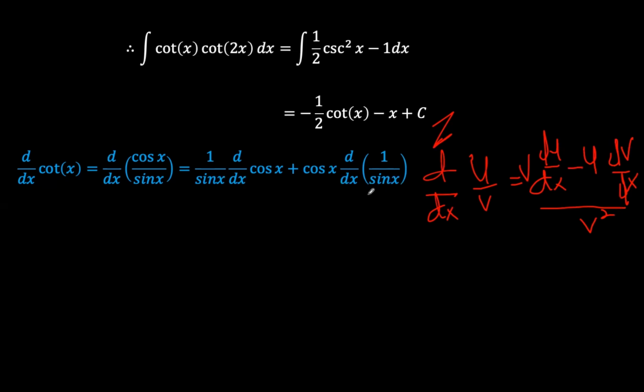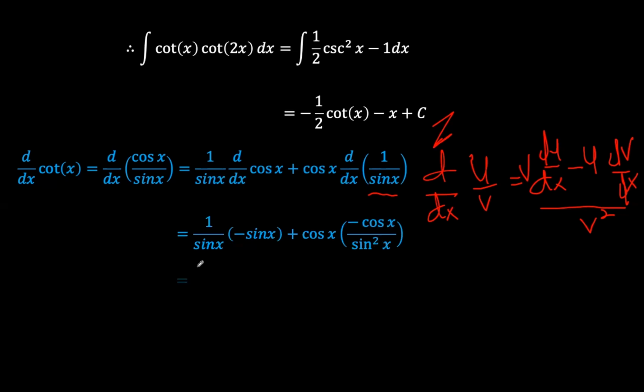That means that when we focus on the derivative of 1 over sine x, V is sine x and U is 1. So for the first part, it is 1 over sine x times the derivative of cosine x, which is negative sine x, times cosine x. Now the derivative of 1 over sine x: the denominator V squared is sine squared x, V being sine, and then the derivative of 1 is 0, minus U being 1, times the derivative of sine x, which is cosine x. So we have 0 minus cosine x.